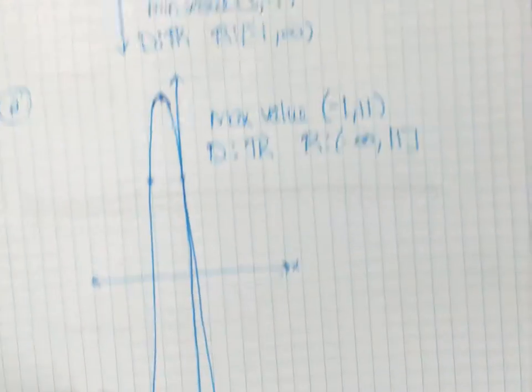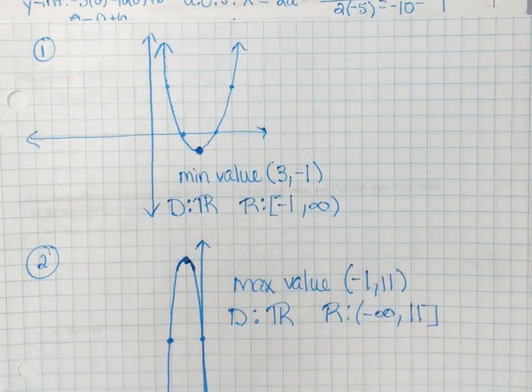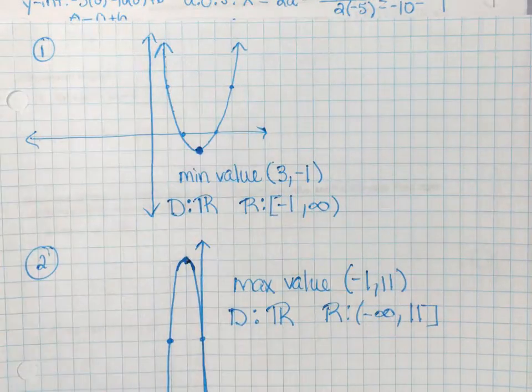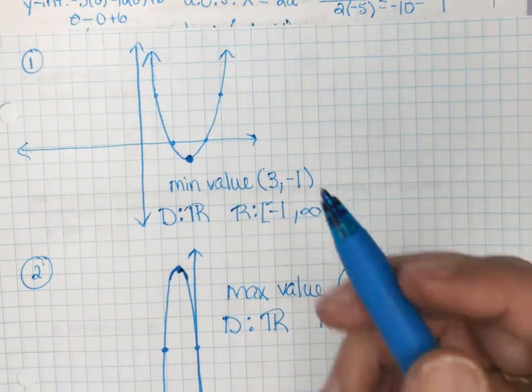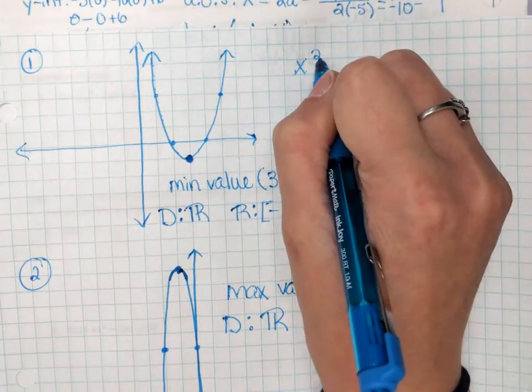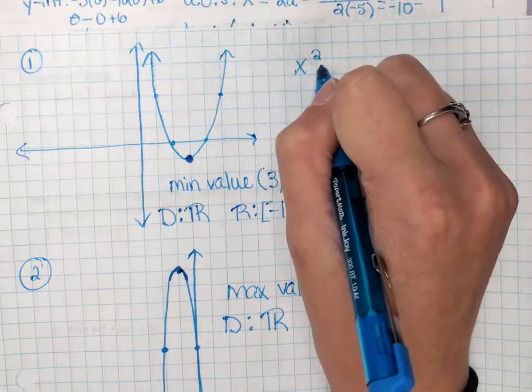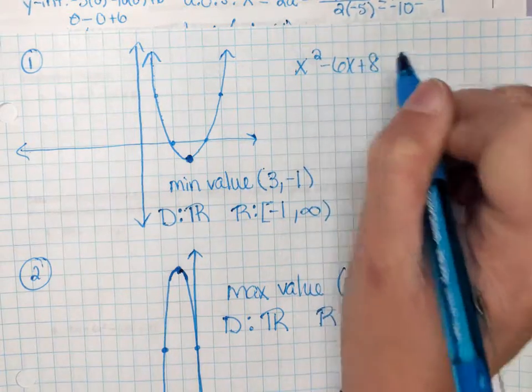Okay, so let me show you a trick real quick. You ready? Look back at number 1. These were all x squared graphs, right? So I'm going to show you how to graph these without using a calculator really quick. So number 1 was x squared minus 6x plus 8. Was that right? Yes. Okay.